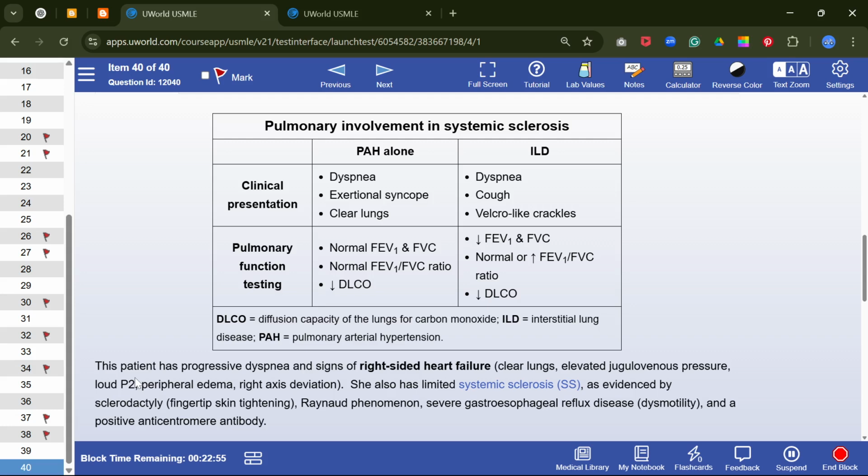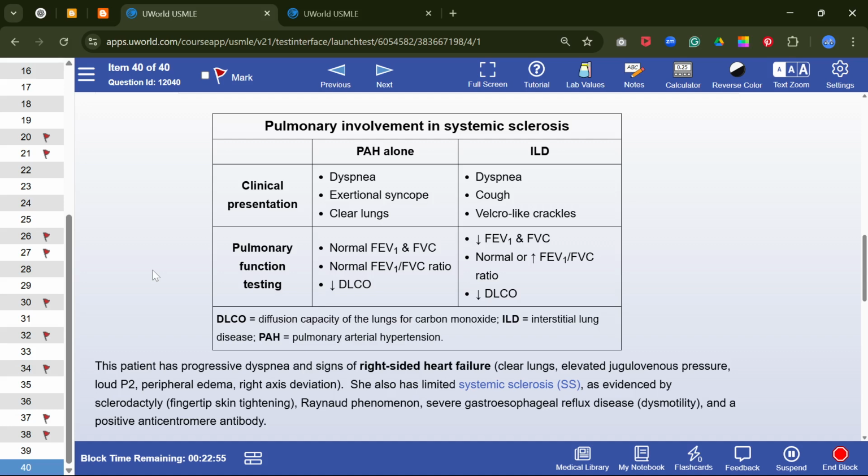Okay. Here, we need to differentiate based on the pulmonary function test. If the FEV1 and FVC are normal, it is only pulmonary hypertension alone. But if FEV1 and FVC are decreased, then it is ILD. And in pulmonary hypertension, there is a clear lung, and in ILD we know that there are velcro-like crackles. So those are the two main differentiating points.